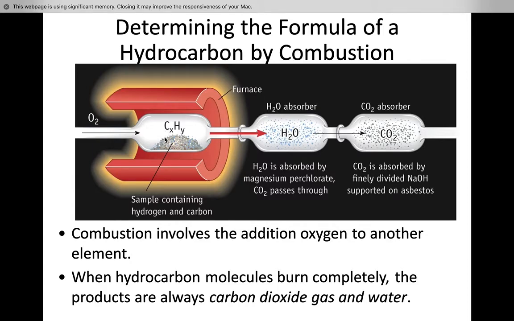The sample is the only source for those masses. If we subtract those masses away, we'd be left with the mass of oxygen that had to be in our sample originally. Finally, once we know the mass of oxygen, carbon, and hydrogen that originated in our sample, we can know the moles of carbon, hydrogen, and oxygen that originated in our sample.